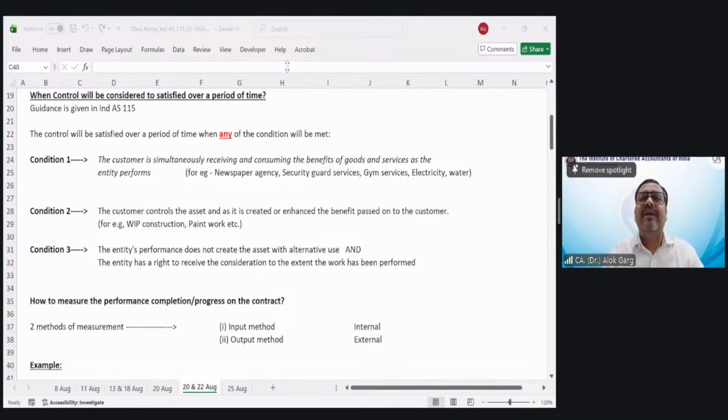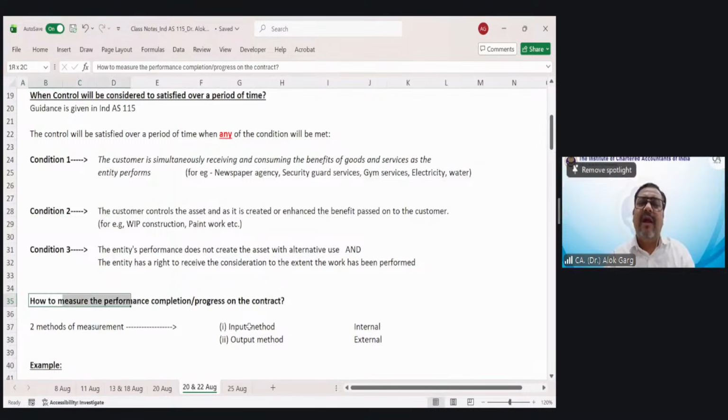For example, you can recognize your revenue on a monthly basis. So 1200 divided by 12, 100 rupees revenue has to be recognized on a monthly basis. If the vendor is billing on a fortnightly basis, you can recognize the revenue on a fortnightly basis also, right? So this is how you need to recognize. If there is a series of distinct goods and services, then revenue has to be recognized on a straight line method basis. Now, sir, how do we measure the performance, completion or progress on the contract?